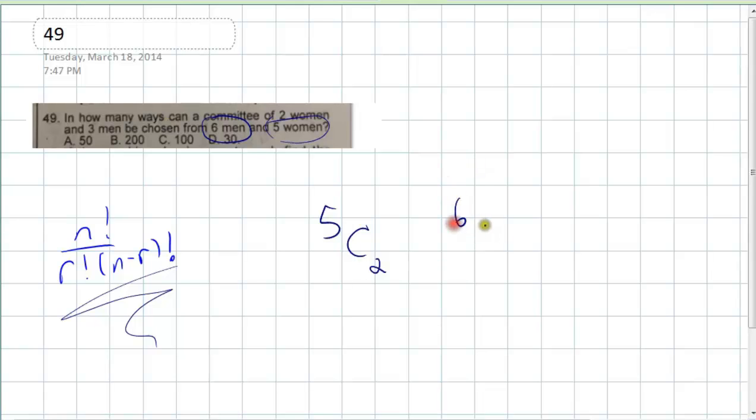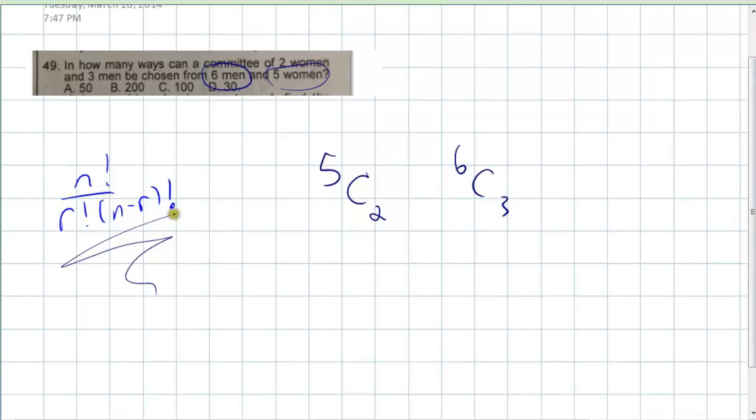So 6 choose 3. And so this is the formula that we use, and this is the way it's written out sometimes just to represent what we want to say. But when you get down to doing the math, you go and use this formula. So 5 is our n, so we're going to do 5 factorial over r factorial. 2 is our r.